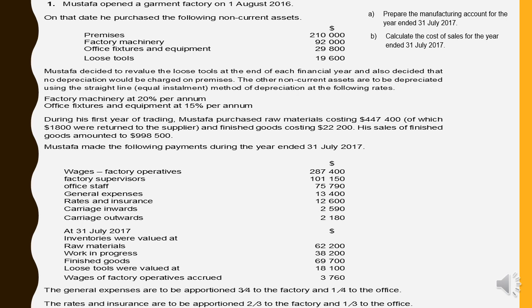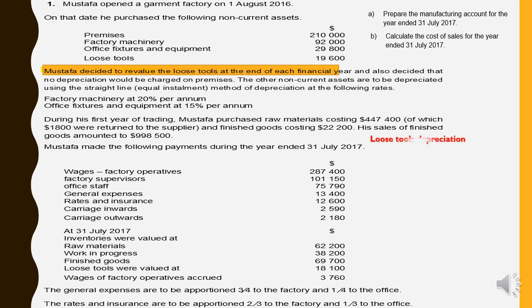Okay, first one, we read this part. Wait, let me take a highlight. Okay, we read this part. Start here. Mustafa decided to revalue the loose tools at the end of each financial year. Okay, we stop there. This is the loose tools. Actually, they ask you to calculate the depreciation for loose tools. Revaluation is one of them. Can you see the revalue there? The revaluation is actually one of the methods of depreciation. So how to revalue? We will see.